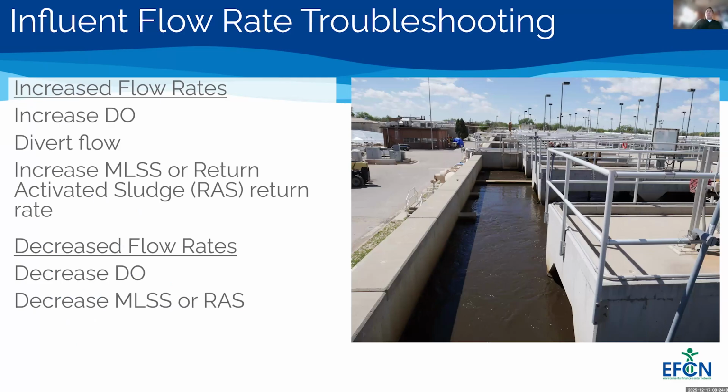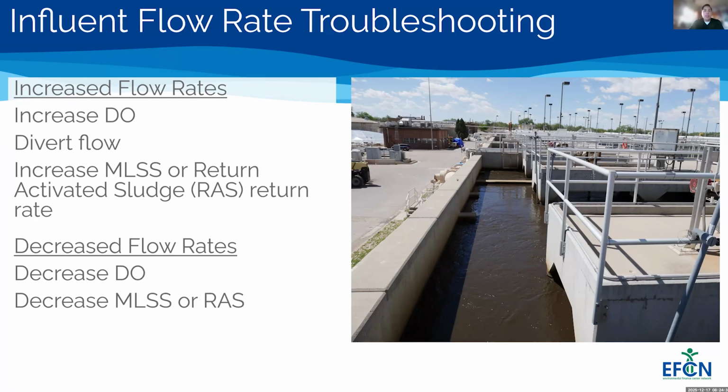Now, when we're troubleshooting, like we said, if we have increased flow rates, something we may want to do is increase our dissolved oxygen concentration in our activated sludge. This will make sure that we get efficient treatment. We may want to divert flow and treat some of that wastewater at a later time. Or we may increase our MLSS, or return activated sludge, return rate, to account for some of that washout that occurs with that increased hydraulic time.